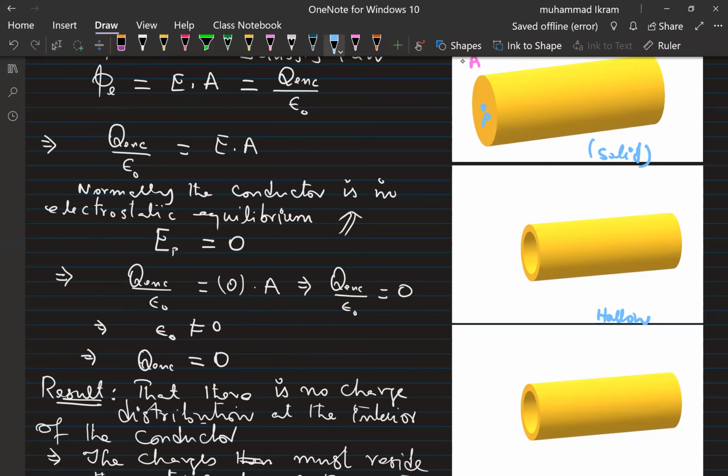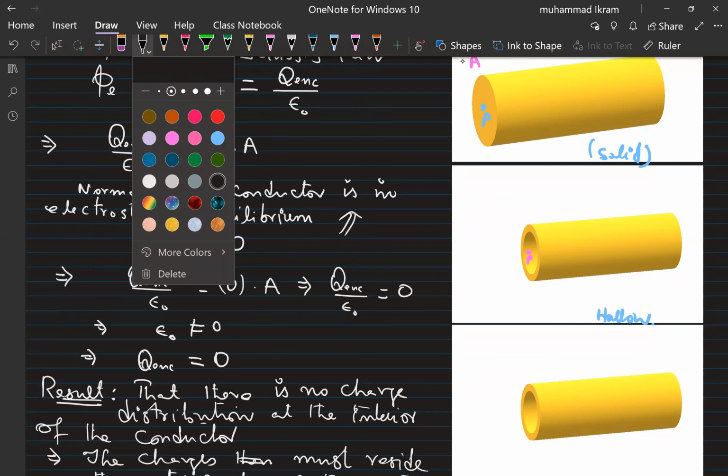This is hollow, and let us choose a point P at the center of this hollow cylinder. Now we want to know where the charge will reside, again, even for the hollow cylinder. Let us consider a hollow conductor as I have shown in this diagram. Since the conductor is hollow, there is no net charge at any point inside the conductor. Now let us apply Gauss law here.